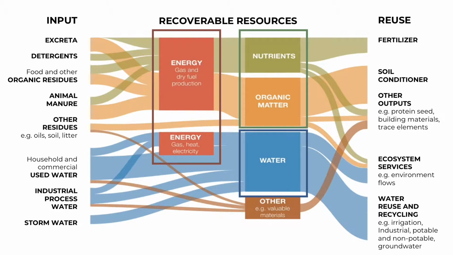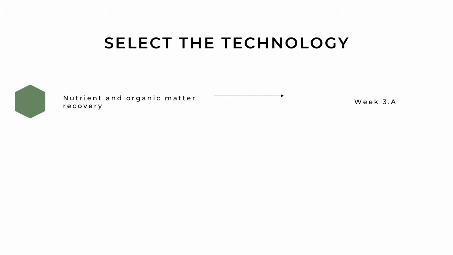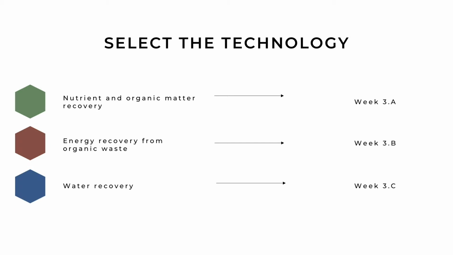Next week, we will take a closer look at these different technologies. So, in week 3A, you will learn about technologies for nutrient and organic matter recovery, such as composting and co-composting. In week 3B, you will get to know about technologies for energy recovery from organic waste, like incineration, biogas production, and charcoal pellets. And in week 3C, you will learn about wastewater treatment technologies for irrigation and aquaculture. You should definitely watch the video in which I explain technologies associated to your business model, but you're welcome to watch all of them.